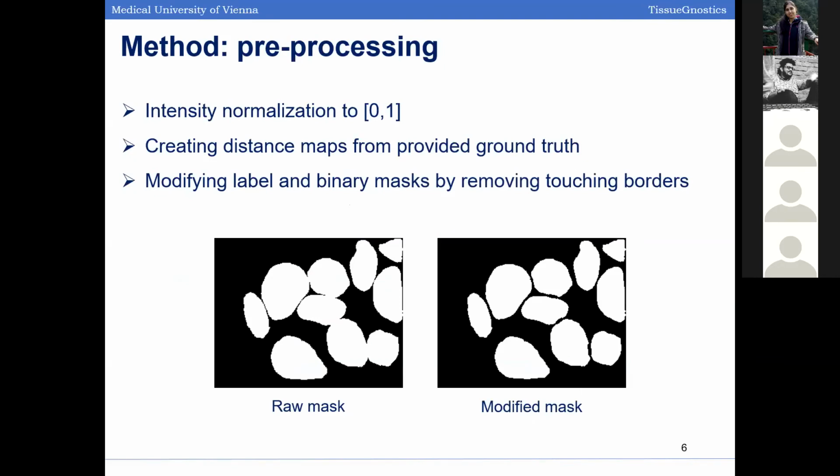I would like to start with the pre-processing steps that I applied on the images before sending them to the network. I normalize the intensity values between 0 and 1. I also create the distance map from the provided ground truths. And I modified the labels to have better distinction between the touching nuclei. For this modification, I remove the touching borders, and I also apply an erosion morphological operation. You can see one example here, and as you can see, after this modification, there is a better distinction between objects.